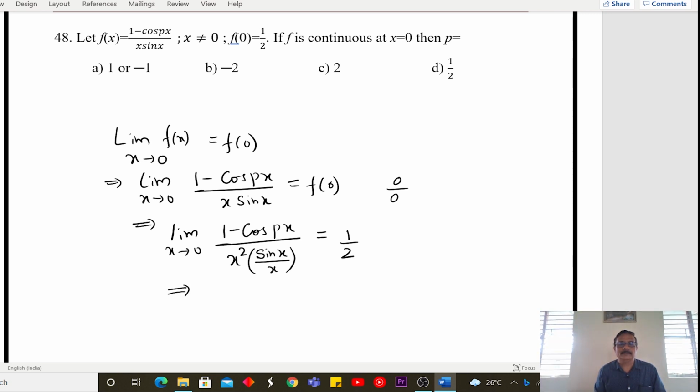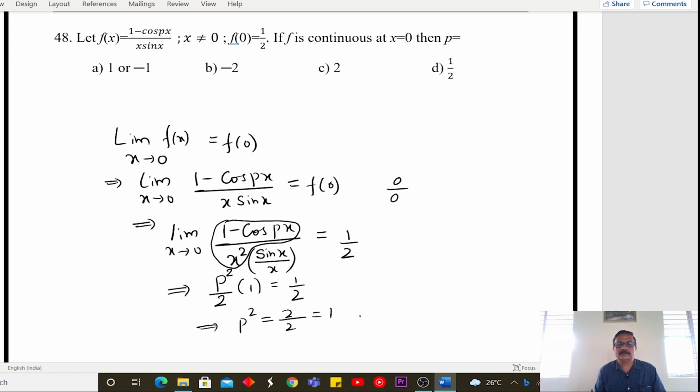This implies, now here limit of (1 minus cos px) divided by x square, its value is p square by 2, sorry, p square by 2, and here sin x by x as x tends to 0 value is 1, is equal to 1 by 2. Then simplify, p square is equal to, cross multiply, 2 by 2, that is 1. Therefore p is equal to plus or minus 1. This is one method. So option A is the right answer.